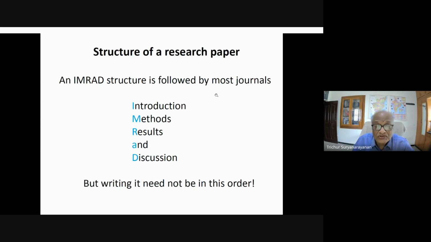Okay. So now let's go to the structure of a research paper. Generally, most of the journals nowadays follow this IMRAD structure. What is this IMRAD? Introduction, followed by materials and methods, then results, and discussion. IMRAD. So when you see a published paper and go through it, you see the title, authors, abstract maybe, then keywords, introduction, methods, results, and discussion. Yeah. But when you write your paper, it need not be in this order.